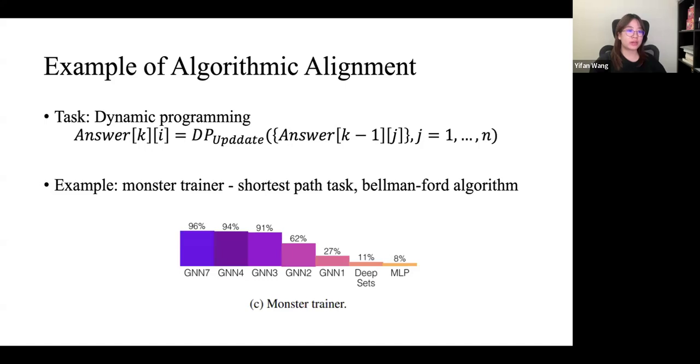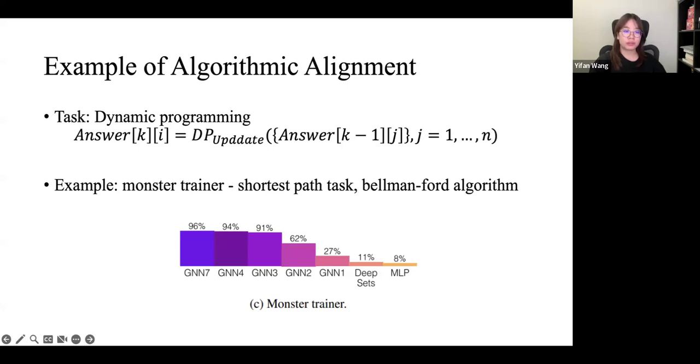The third task is dynamic programming. Dynamic programming recursively breaks down a problem into simpler subproblems. It always has the following form. Here the answer Ki is the solution to the subproblem indexed by the iteration K and state I. And then the DP update is a task-specific update function that will compute the answer Ki from the previous answers, K minus 1, answer K minus 1 J.